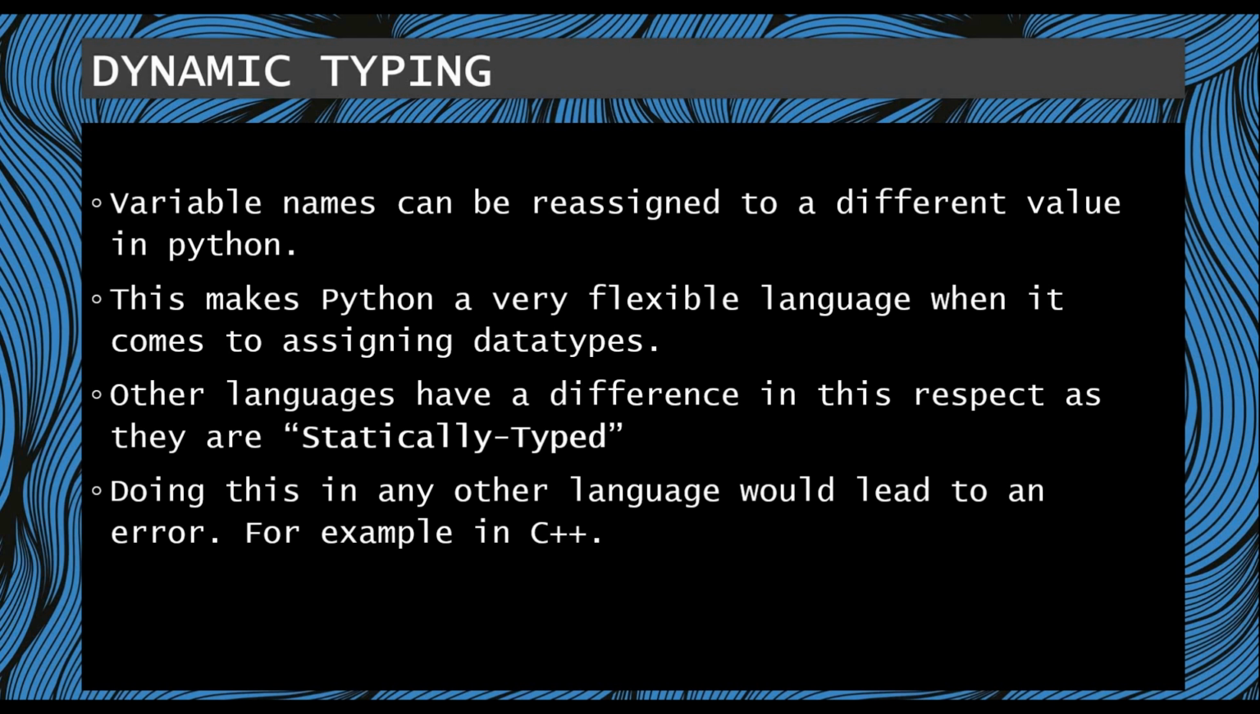Other programming languages such as C, C++, Java are statically typed. This means that once a value of a particular data type is assigned to the variable, it cannot be changed at a later stage in a program.